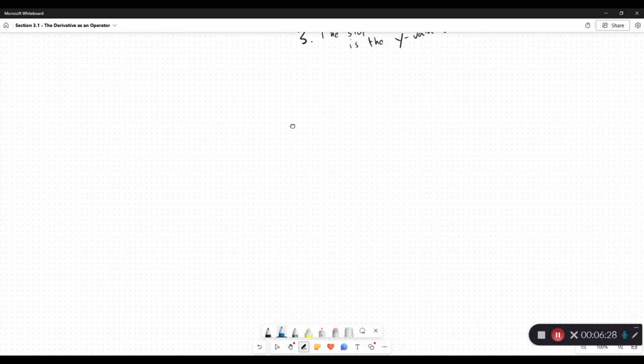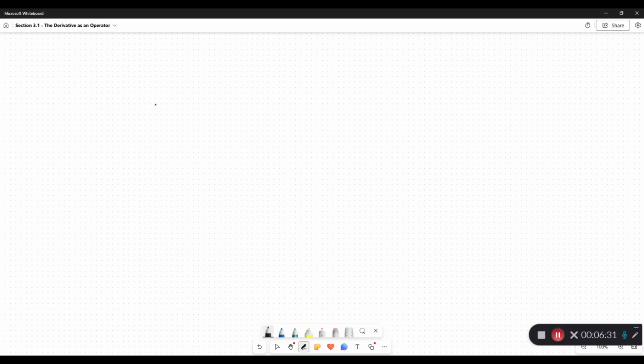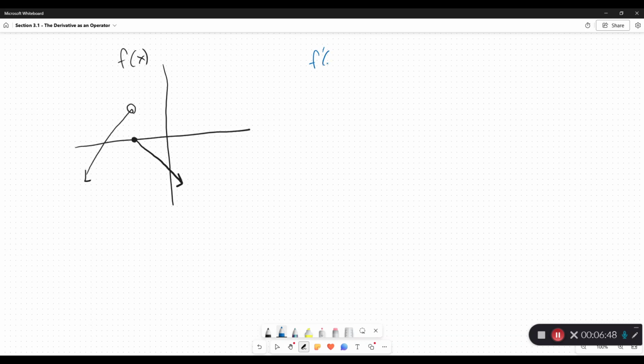Okay? Let's do maybe a slightly easier one. One of the easiest ones to do is something like a piecewise graph. So maybe we'll have something like this. And I want to point out, these are all supposed to be straight lines. So, once again, this is f of x. Can we come up with f prime of x?